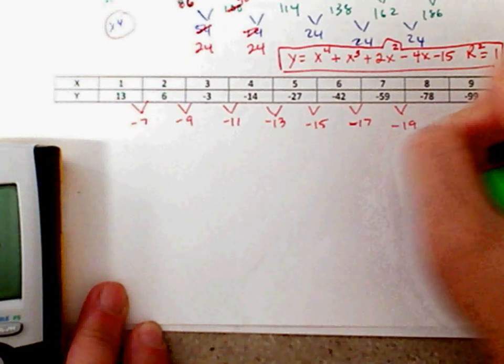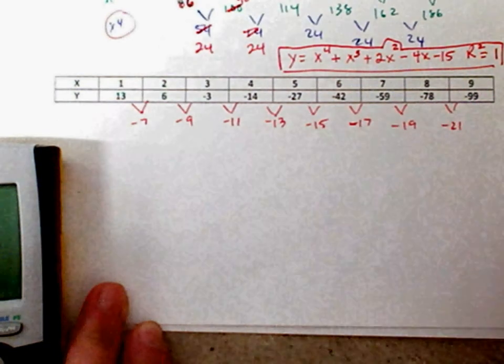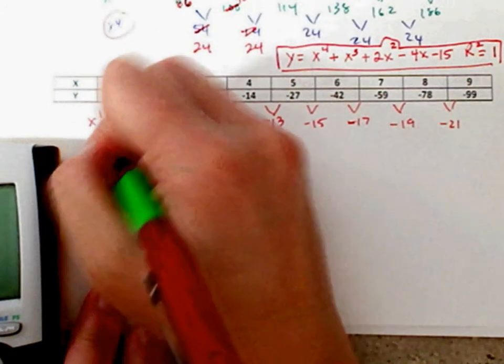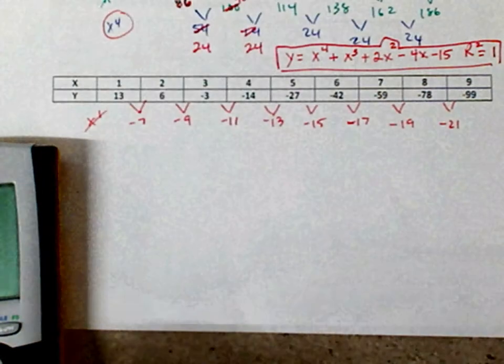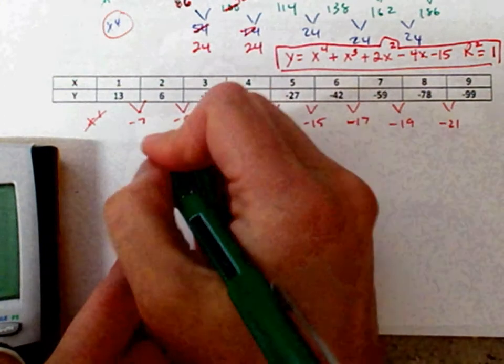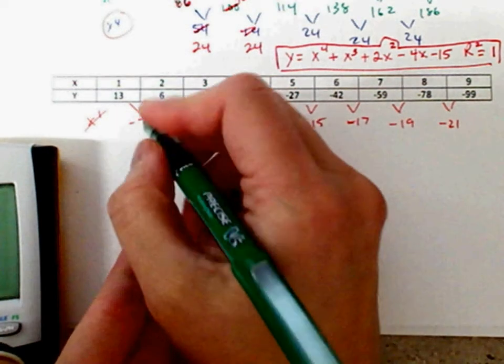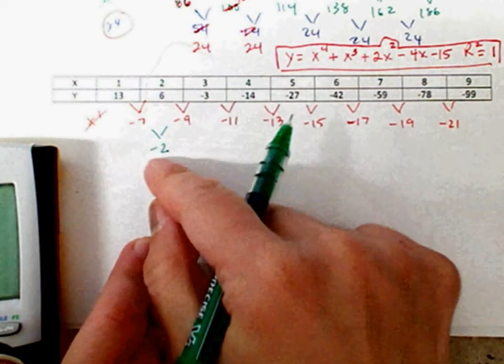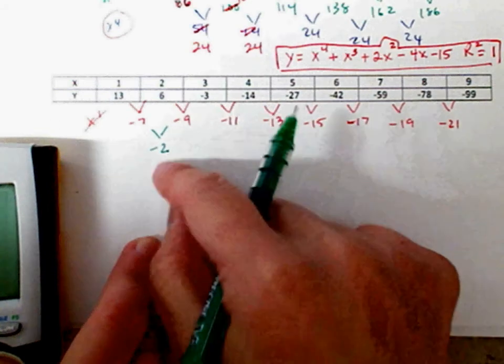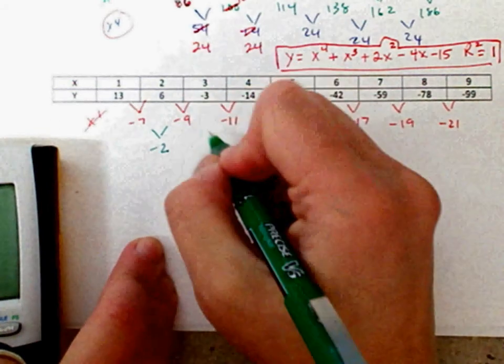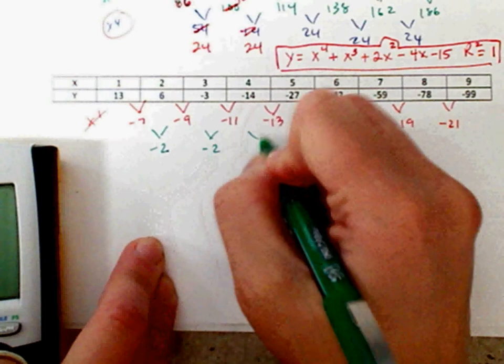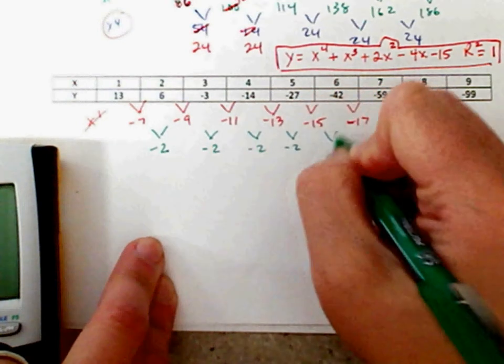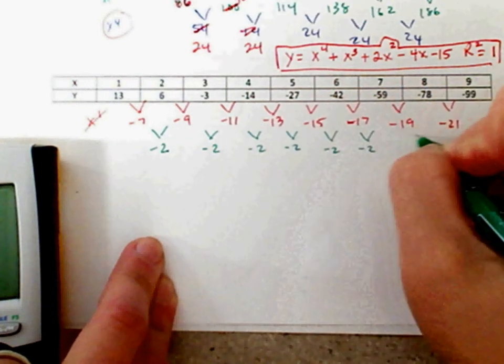Okay? So this one is definitely not a linear. It's probably a quadratic. Let's take a look. Negative 9 minus negative 7 is negative 2. Notice it's also a negative. So your A would probably be a negative. Next is negative 2, negative 2, negative 2. I see a pattern. It is definitely a quadratic.